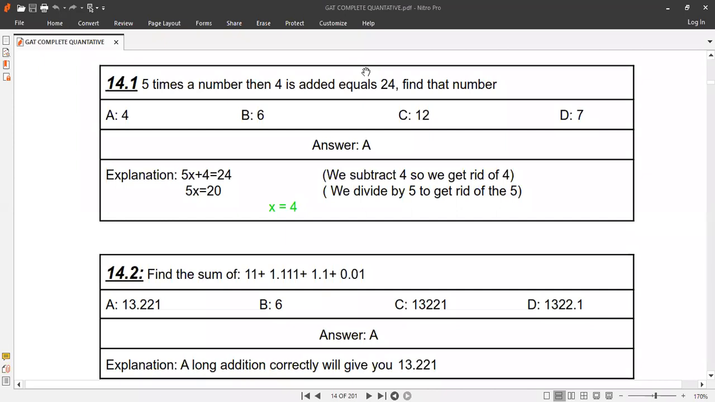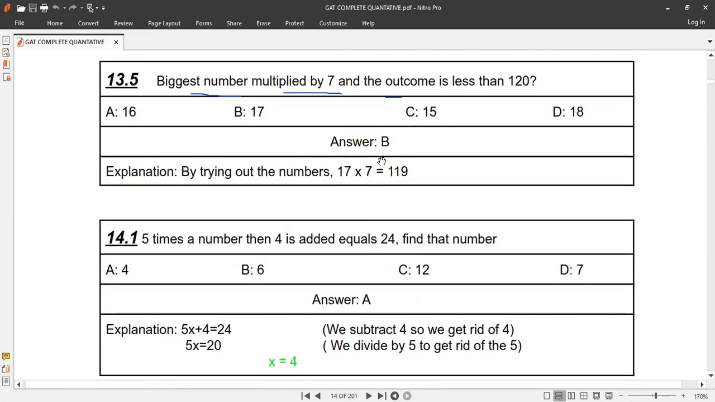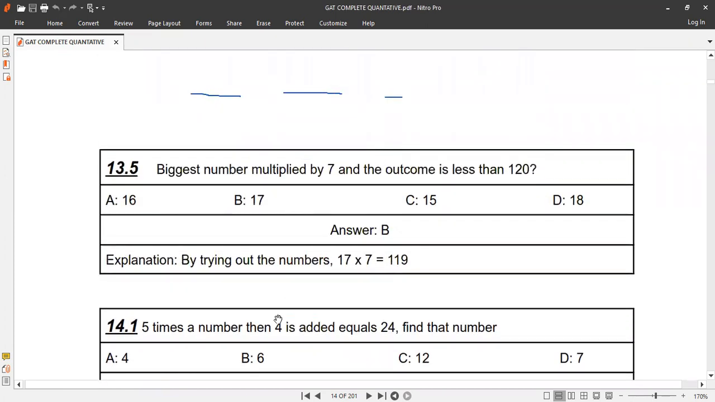In question 14.1, this is a very simple question. 5 times a number, then 4 is added, equals 24. Find that number. Here, no need to try out the numbers. Just directly do the opposite operations. What I mean by this, here, let me tell you how to do these kinds of questions.